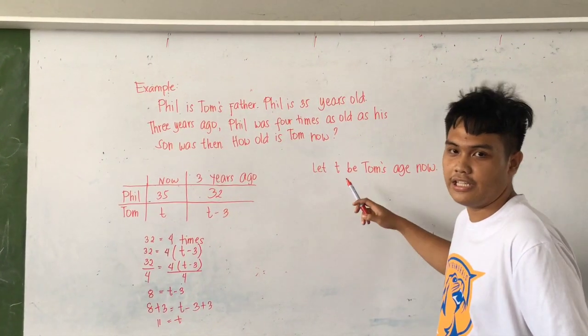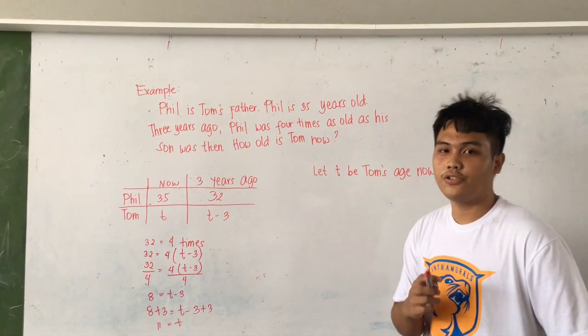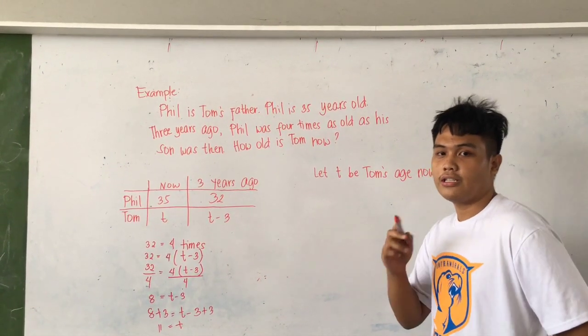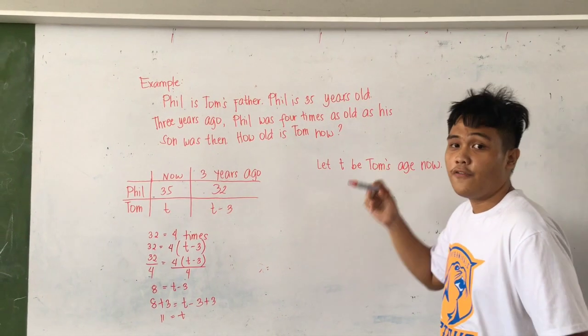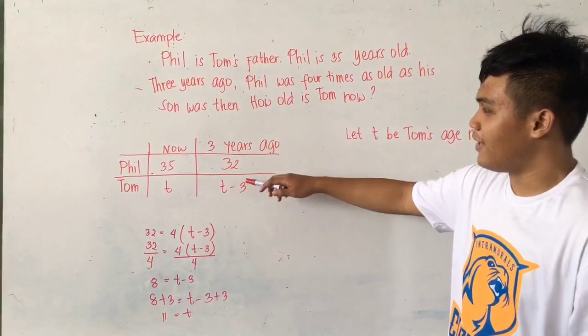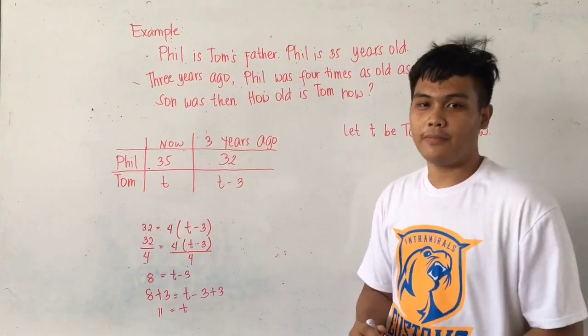Therefore, let T be Tom's age now. Then 3 years ago, Tom's age will be T minus 3. 4 times Tom's age 3 years ago would be 4 times T minus 3. Phil's age 3 years ago would be 35 minus 3 equals 32. A simple chart may also be useful. So now use the problem to set up an equation.